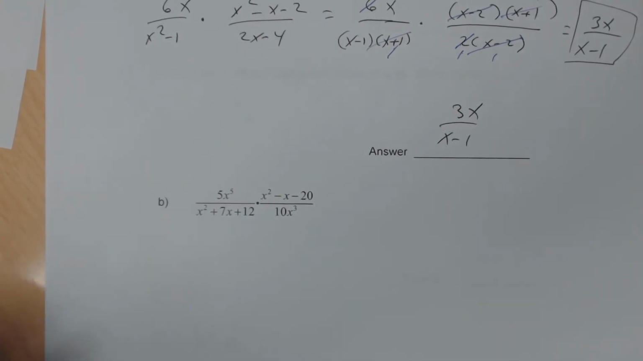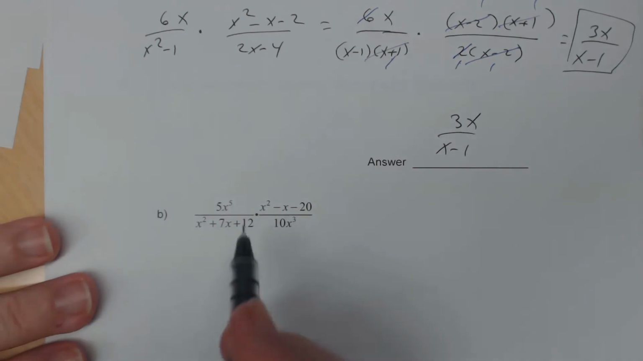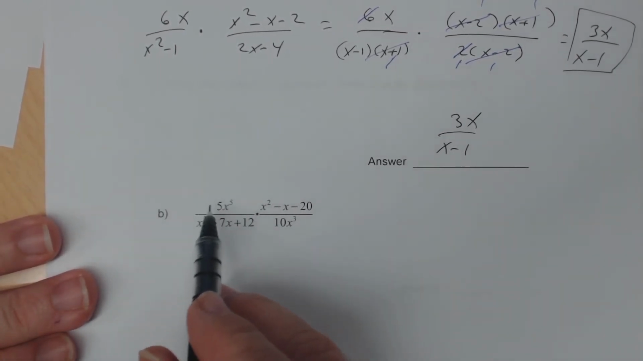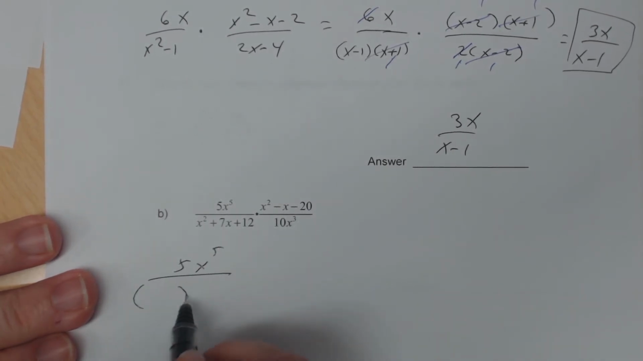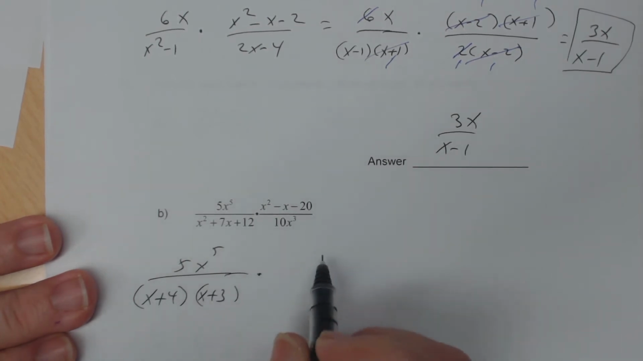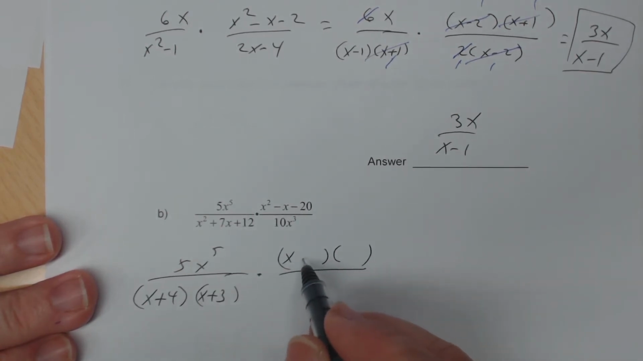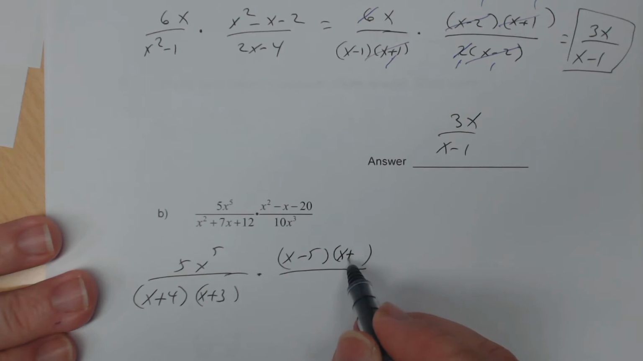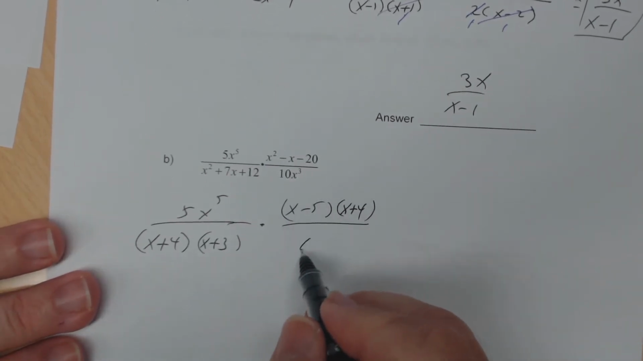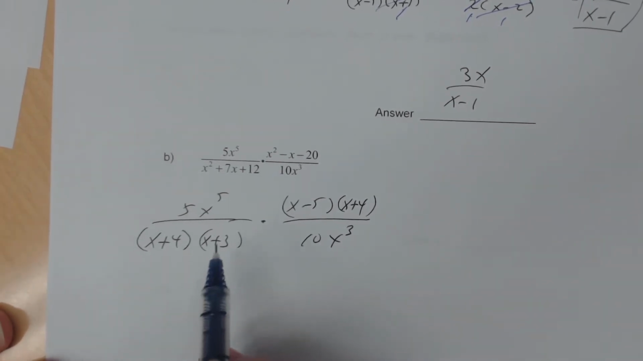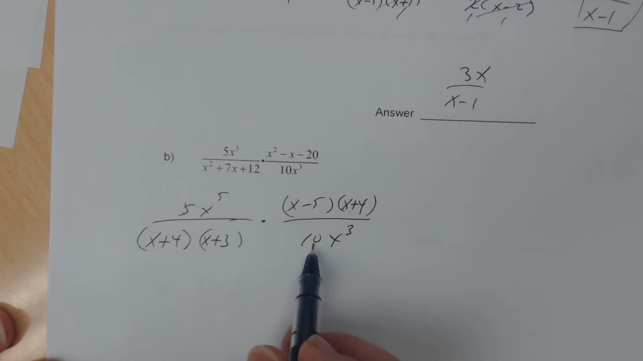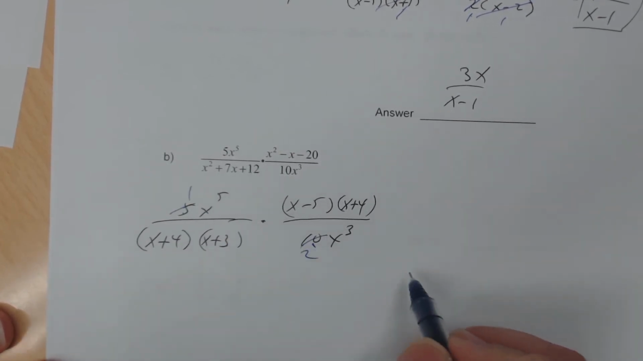All right, over here in part B, you're going to factor. Well, the numerator here is a monomial, so just leave it alone for right now. The denominator I can factor as x plus 4 times x plus 3. The numerator up here I can factor as x minus 5 times x plus 4 divided by 10x cubed. Okay, so now let's reduce. This factor of 5 I can reduce with this 10. So that's going to be a 1, that's going to be a 2.